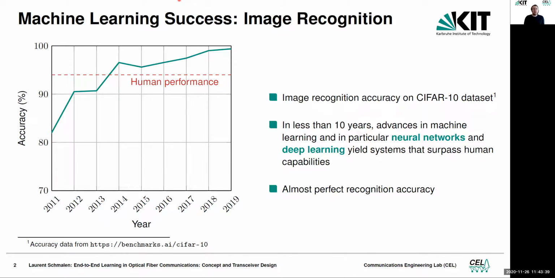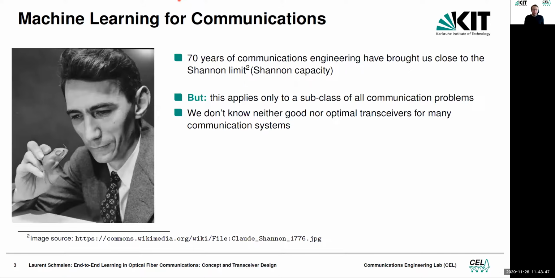So it's quite natural to ask ourselves, can we use machine learning as well to help us design optical communication systems? Communication engineering as a discipline has been around for 70 years, following the seminal work of Claude Shannon. And these 70 years of communication engineering have brought us very close to the theoretical limit. But this is only true for a subclass of communication systems. We still have quite a lot of systems that we use on a regular basis where we don't know good algorithms for reaching the Shannon limits or where we don't know optimal transceivers.